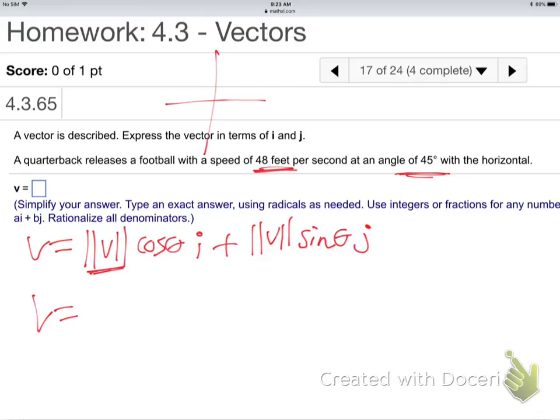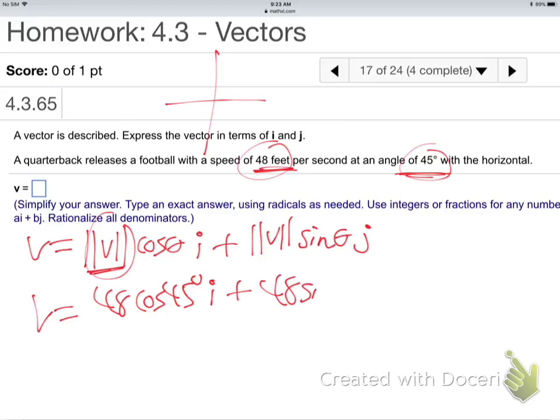So you just go, okay, the vector's magnitude is 48. Let me redo it and show you how easy it is. Cosine of the angle, 45, I, and magnitude 48 sine of the angle, which is still 45, j. Just like that. You don't have to draw the triangles or anything.